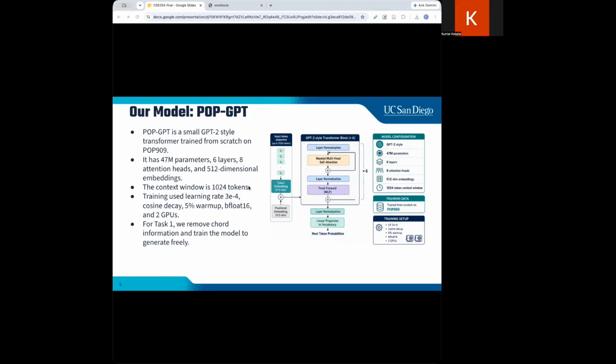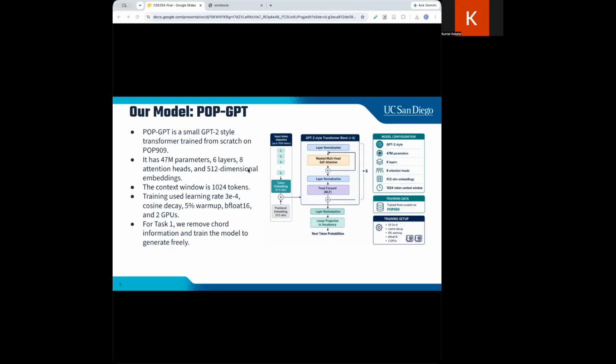Now, coming to our model, our task 1 model is POP GPT, a GPT-2 style transformer trained from scratch on POP909. Importantly, POP GPT is not an anticipatory music transformer. The only thing it shares with AMT is the tokenizer. The architecture is plain GPT-2 and the objective is standard autoregressive next token prediction.